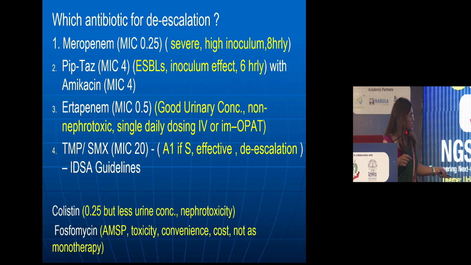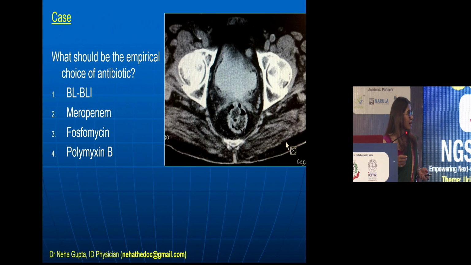Coming to colistin and fosfomycin. Fosfomycin is a drug which achieves very good concentration in the urine, however, it is a very broad spectrum drug, and colistin, although the MIC is low, is nephrotoxic, besides having 25% urinary concentration. So, these will also not be the choice as per the antimicrobial guidelines or stewardship.